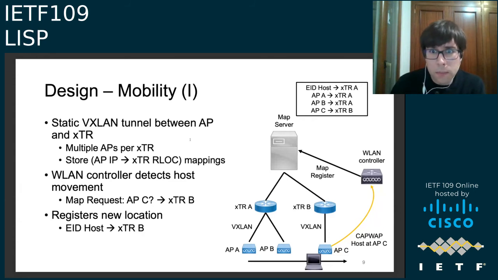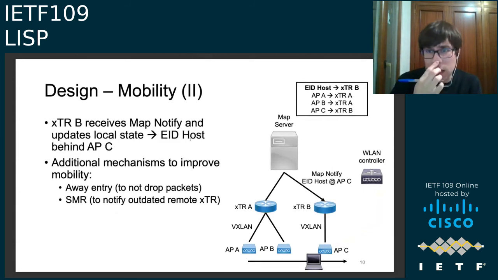And when the WLAN controller detects a roaming event from an access point via the CAPWAP protocol, as I said before, it sends a map register to the map server to update the location of this endpoint. And here is when the mapping of access point IP to XTR RLOC is useful, because first the WLAN controller does a map request to know the XTR RLOC of the new access point, and then it does the actual map register of this endpoint. Next slide, please.